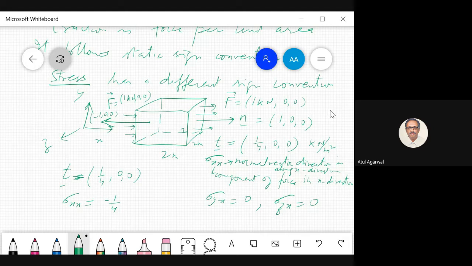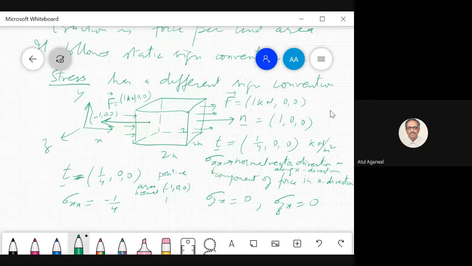So sign convention of stress depends on both direction of force component and area normal component. You see, area normal is in negative x direction. Force is in positive x direction. So you have to multiply the two. Now you see, this traction is positive, but area normal is minus 1 0 0. So you multiply plus sign with a minus sign. So you get a minus sign. So your stress becomes negative.